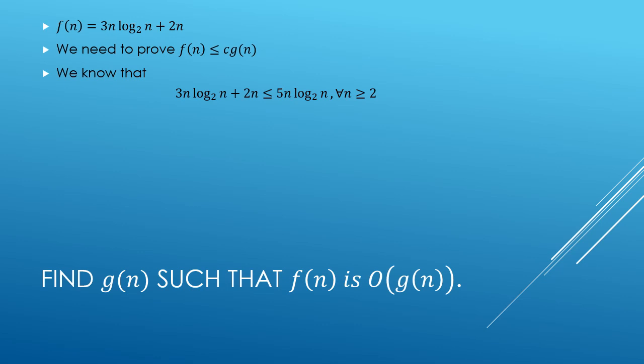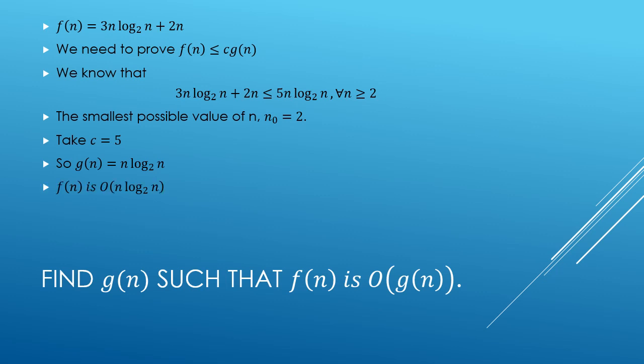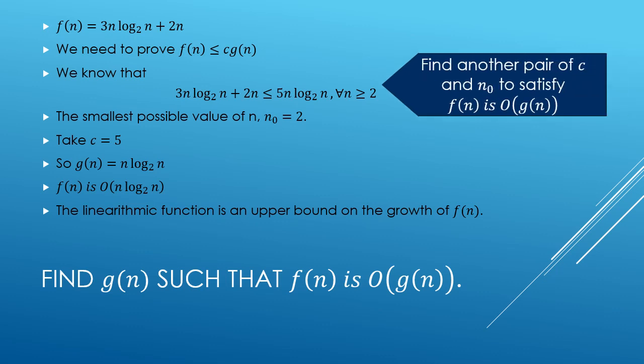So I have 3n log n plus 2n is less than or equal to 5n log n for all n greater than or equal to 2. The smallest possible value of n naught is 2. C is 5. So Gn is n log n and Fn is O(n log n). The logarithmic function is an upper bound on the growth of Fn. Find another pair of C and n naught to satisfy Fn is O(Gn).